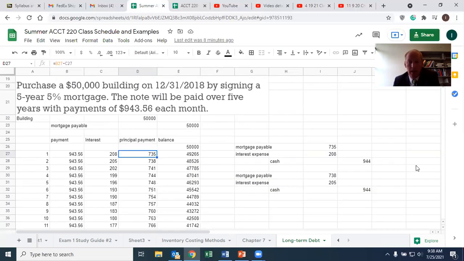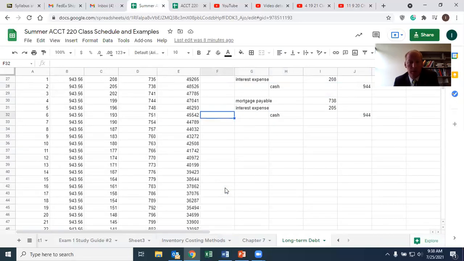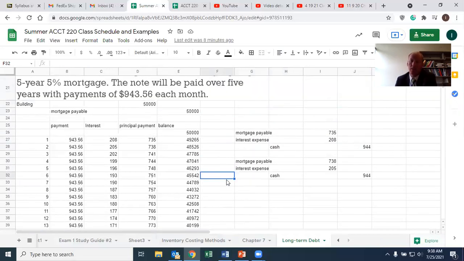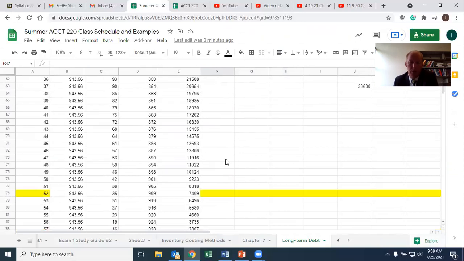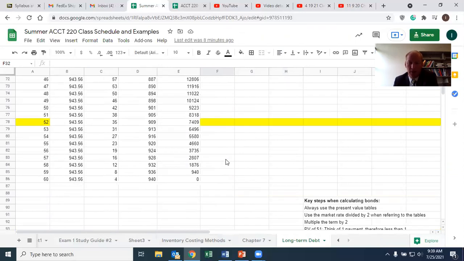The journal entry for each of these is simply, the amount reducing the principal, mortgage payable, the amount we're recording in interest expense, and then there's our payment of cash. So play around with this. I think I have other examples where they're 30-year mortgages and stuff like that.